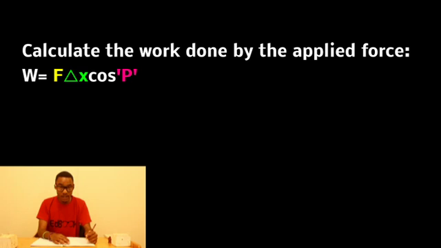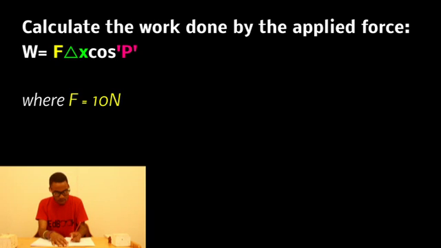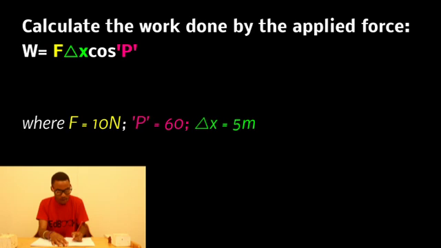Now, what are we calculating here? We are calculating the work done by the force I was applying. That force of 10 newtons at an angle of 60 degrees. So what is it that we have? We are given our force, which is 10 newtons. We have our angle, which is 60 degrees. We know that this force is acting at an angle of 60 degrees to the horizontal. What else do we have? We are given our displacement, which is 5 meters.